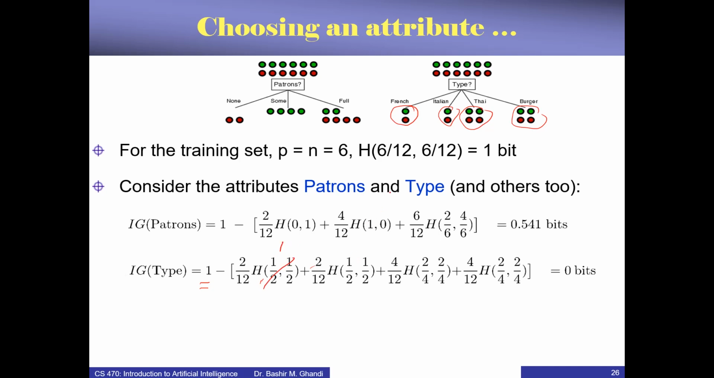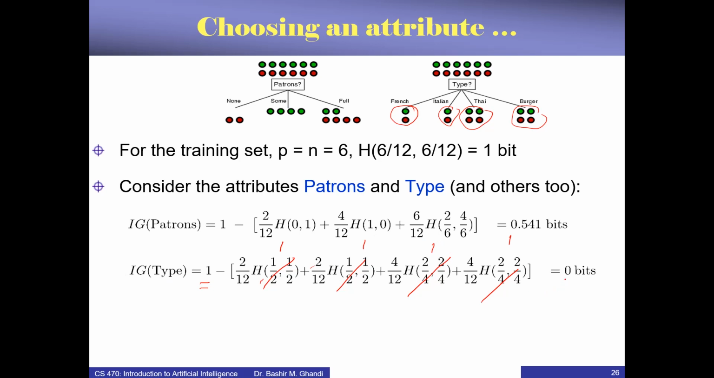Similarly, when you go to the second one, Italian, again it is 1, 1. The number of positives and number of negatives are equal, so this again is going to be 1. Similarly, this is going to be 1 for the Thai, and for the burger the entropy is going to be 1. So essentially what you have is 2 out of 12 plus 2 out of 12 plus 4 out of 12 plus 4 out of 12. If you add all of these, you're going to get 1, and 1 minus 1 is equal to 0.